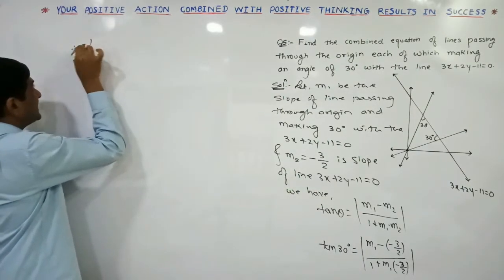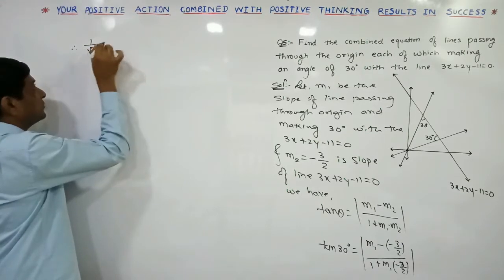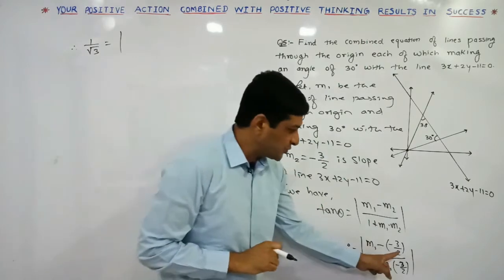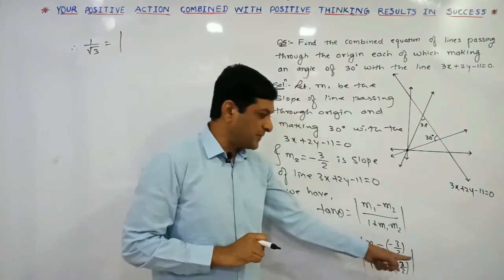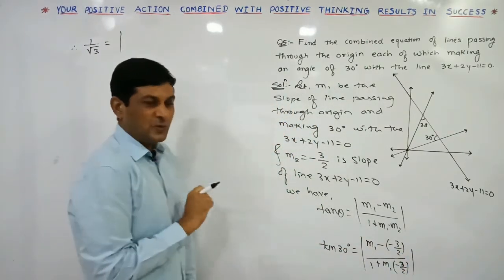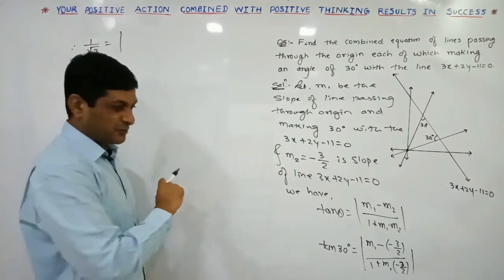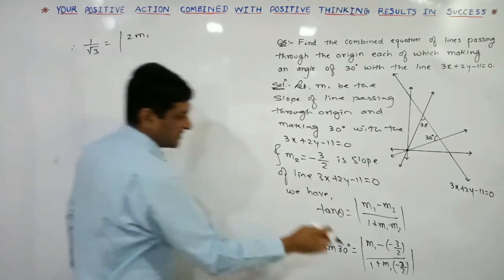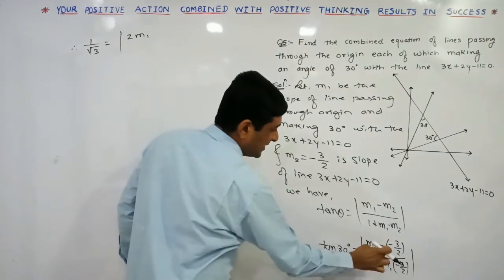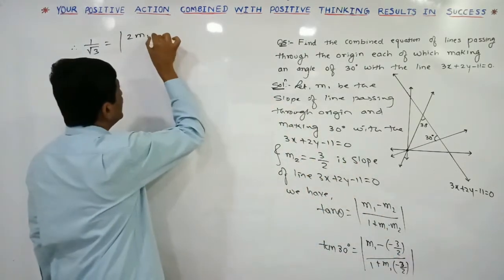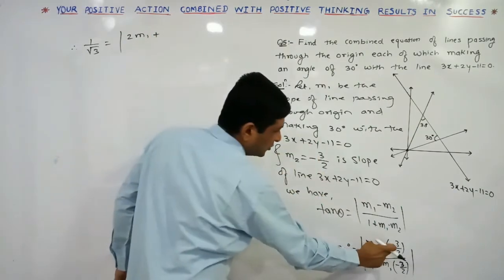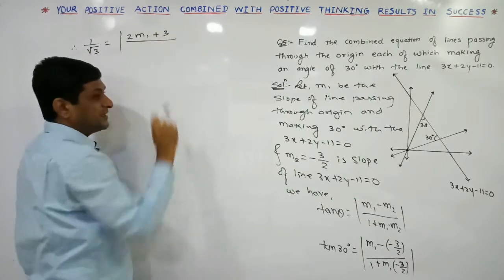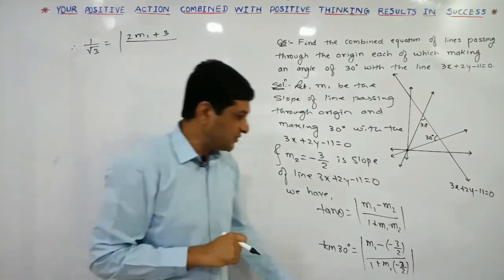On the left hand side, tan 30 can be replaced by its value 1 by root 3, and on the right hand side, to eliminate these 2 from the denominator, we are multiplying numerator and denominator by 2. Let us see what we'll get. Multiplying the numerator by 2, the first term will be 2m1. Here minus into minus will become plus, and multiplying by 2, the 2 will get cancelled, so the remaining term is 3.